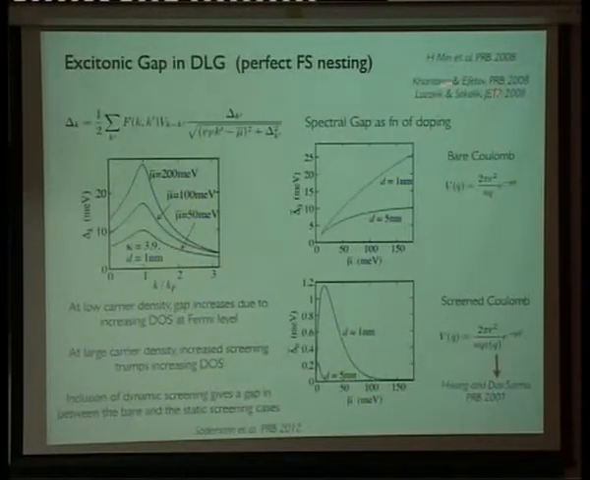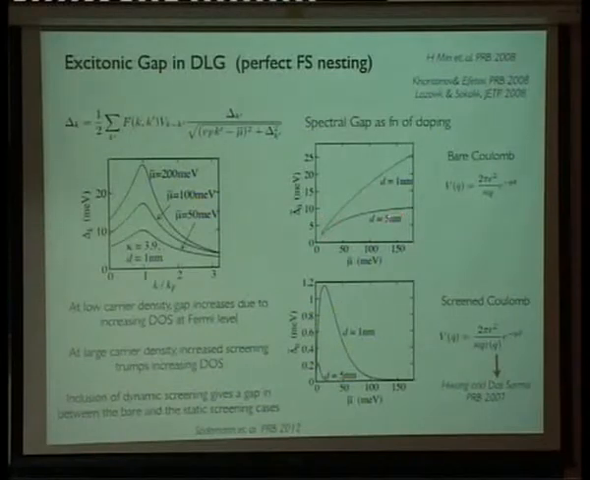And then Kharitonov and Efetov, and Lazovic and Sekulik, showed, okay, but what if I take the screened Coulomb interaction? Let me take the static screening Coulomb approximation. And they showed that the gap drops. Actually this calculation was done here, somewhere here, where the gap drops enormously.